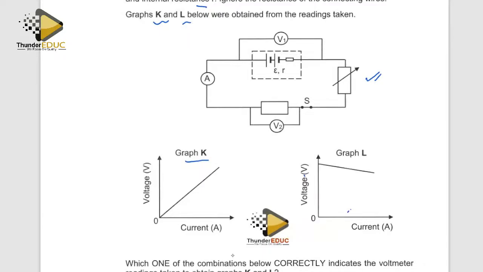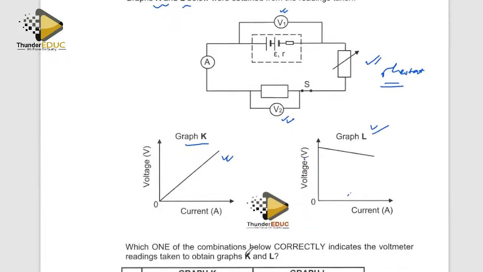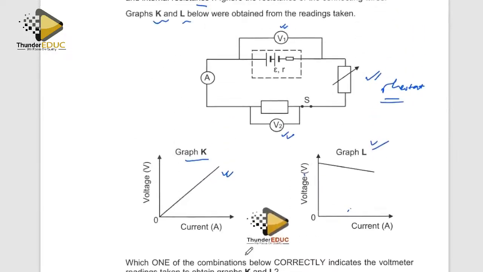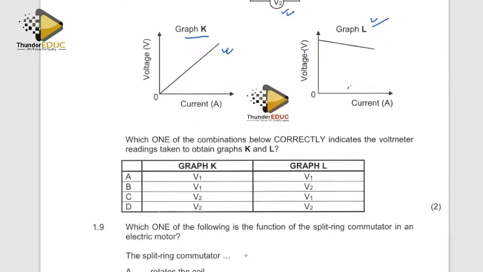Now, the fact that this is a standard graph, and we know that with the rheostat, the resistance is not constant, it keeps on changing. So the voltage V2 should represent Ohm's law, and the voltage V1 must be represented by the graph L. That's my understanding of this. So V1 is L, and V2 is K. So I'll go with C. I don't know what the memo has to say about that.